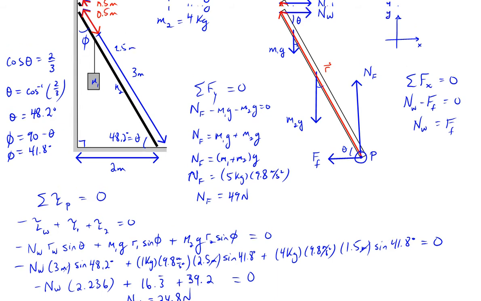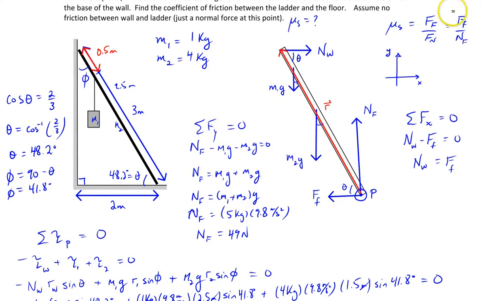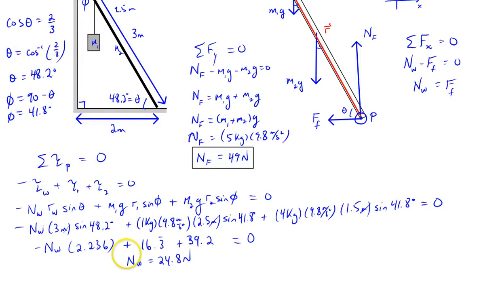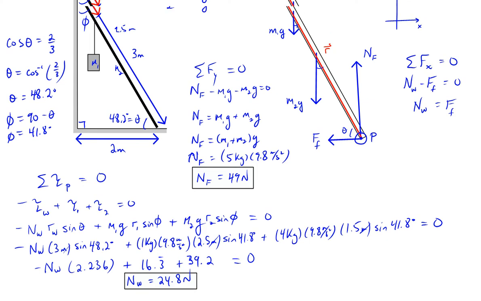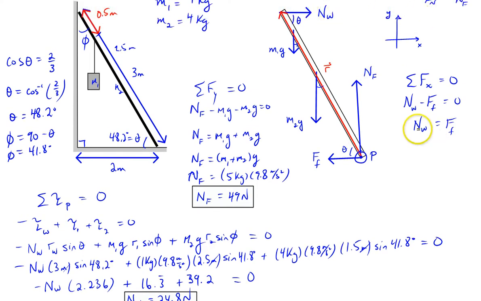So we need to find the coefficient of static friction, which is given by this formula. We now know the normal force from the floor, which is 49 newtons. I also know the normal force from the wall, which is 24.8 newtons. And because the horizontal forces balance each other, the normal force of the wall is equivalent to the force of friction, so the force of friction is equal to 24.8 newtons as well.